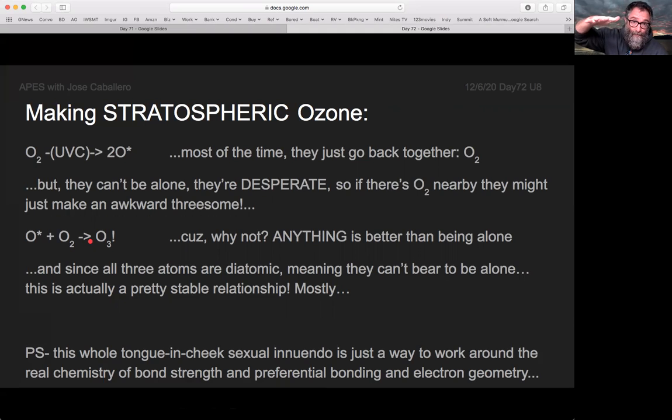Ozone depletion, the idea that there's a hole in the ozone layer, heals on its own. You don't have to do anything. You just wait for ultraviolet to hit more oxygen gas, make more free radicals that find oxygen gas, and make more ozone. And the ozone hole closes itself up.